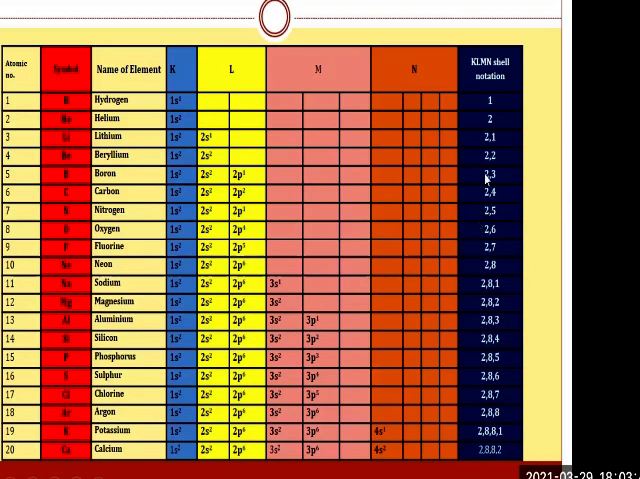For the groups, to know the group, you just look at the number of outermost electrons. See here, lithium ends with 1, beryllium ends with 2, boron with 3, carbon with 4, and so forth. So lithium belongs to group 1, beryllium to group 2, boron to group 3, carbon to group 4, nitrogen to group 5.